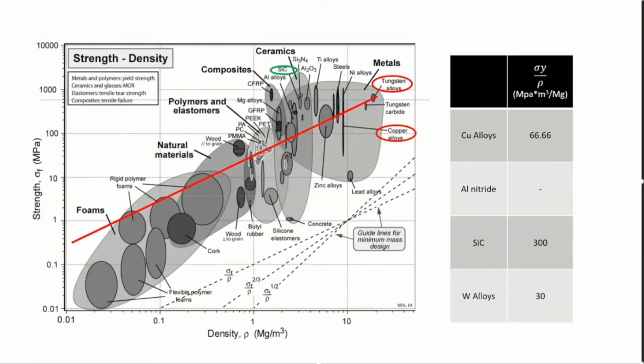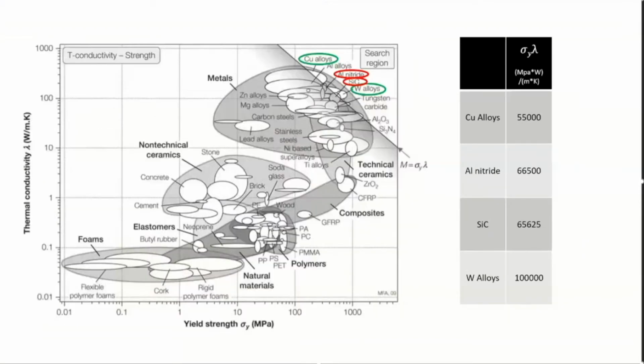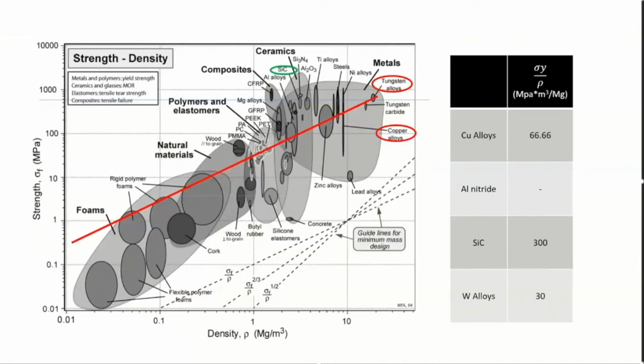Next up is the strength and density ratio. Like the last chart, we have the values there. Same thing here, we have the values to the right. We can see that silicon carbide is very good compared to tungsten and copper alloys. Aluminum nitride is actually not on this chart, so there's no value for it. So it's going to be removed from consideration.